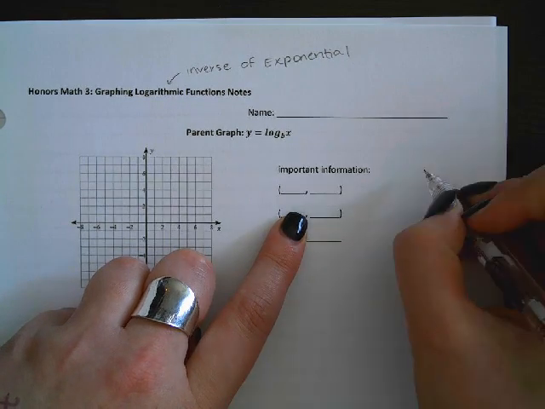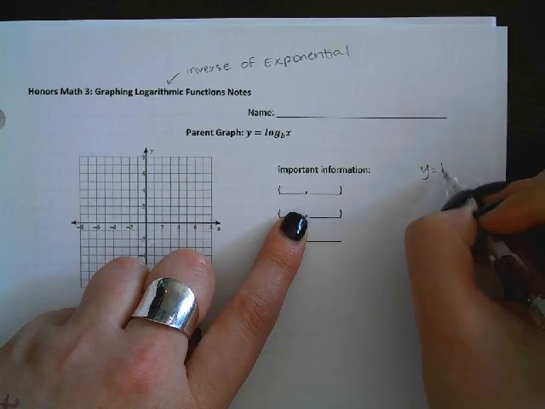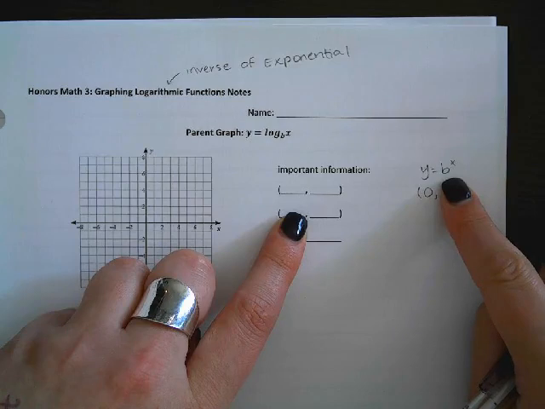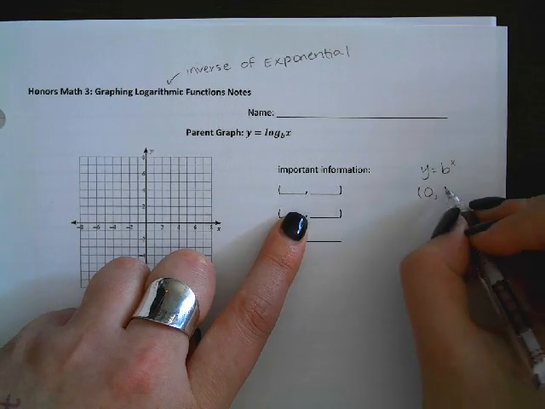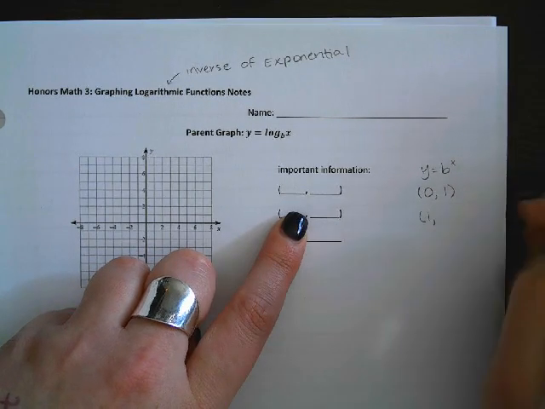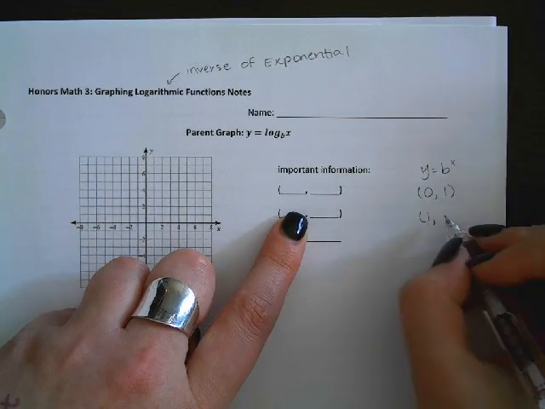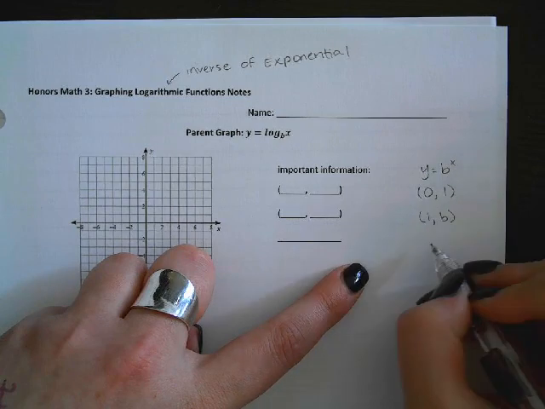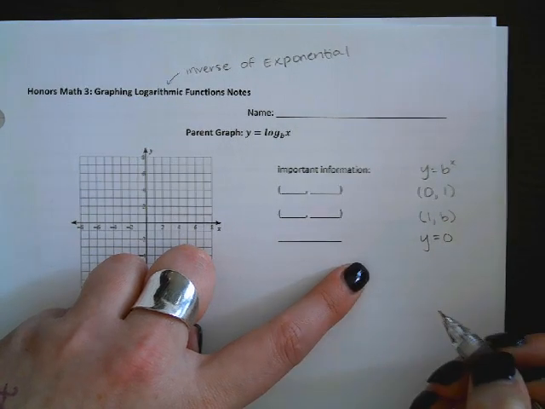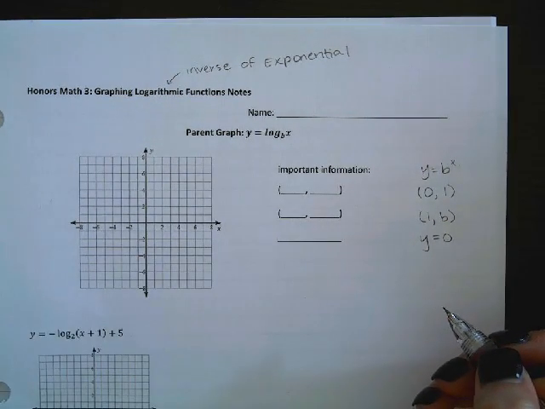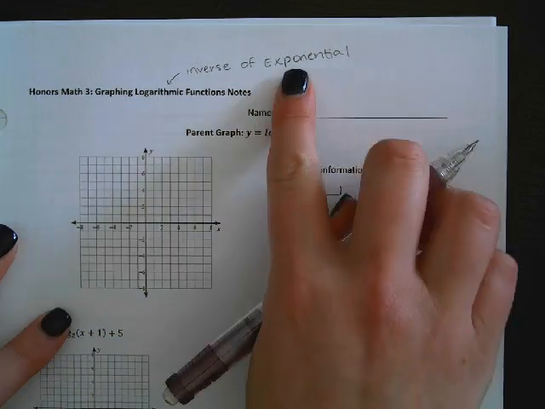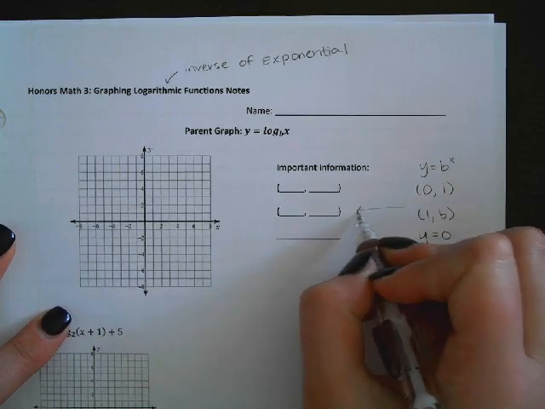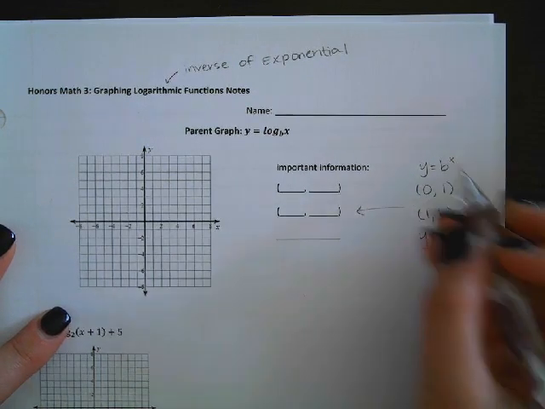So if you guys recall, the exponential graph we had was y equals b to the x. And we said if you plug 0 in, b to the 0 is 1. And if you plug 1 in, b to the 1 is b. And that there was no way to make that 0 out, and so we had y equals 0 as a horizontal asymptote. So if this is the exponential information, then we're going to do the inverse of all of that, and so we're going to flip all those x's and y's.